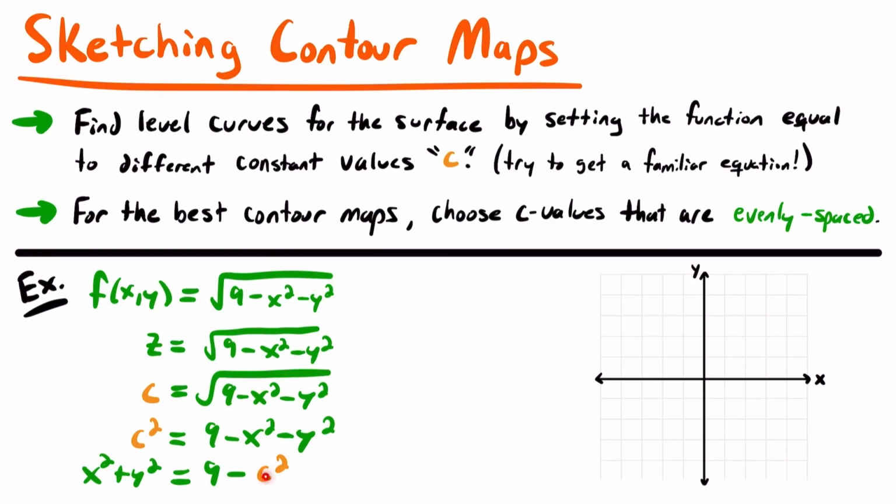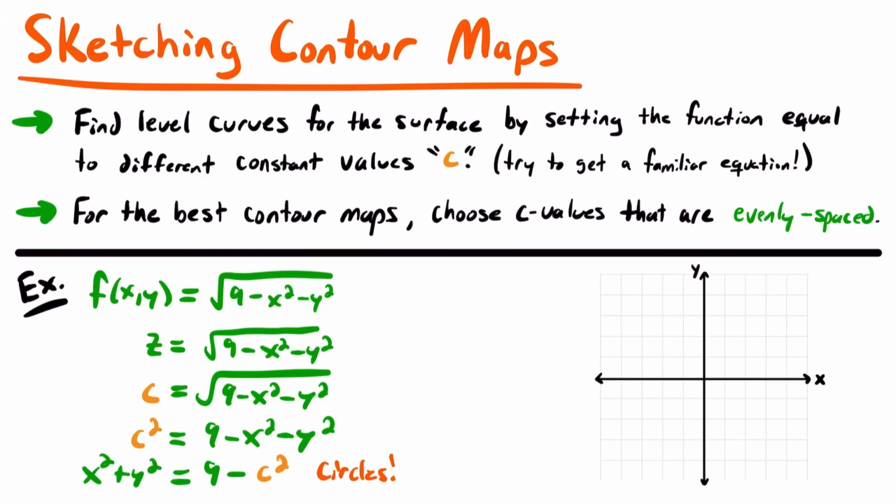Remember, c is just a constant, so what's going to happen is you're going to plug in some value for c, square it, and subtract it from 9, and you'll just have some constant equal to x squared plus y squared. That is the equation of a circle. So what this tells us is the different level curves that we're going to get are going to be circles that just have different values for the radius. Our level curves are circles.